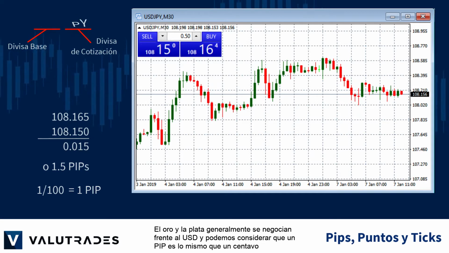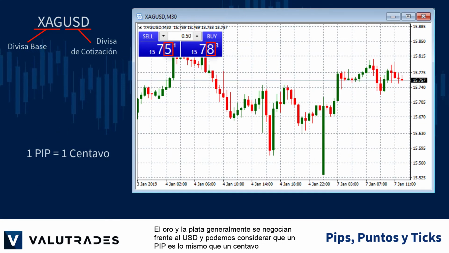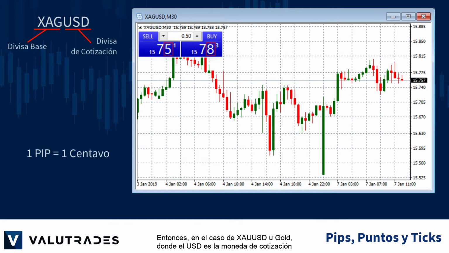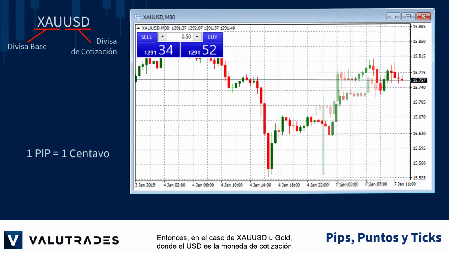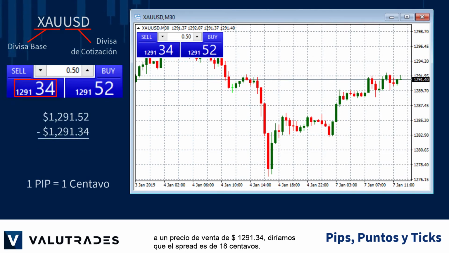Gold and silver are usually traded against the American dollar, and we can consider a pip to be the same as an American cent. So, in the case of XAU USD or gold, where the US dollar is the quote currency at a sell price of 1291.34, we would say that the spread is 18 cents.